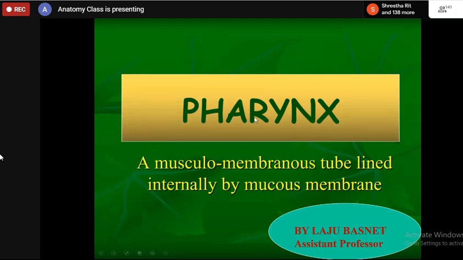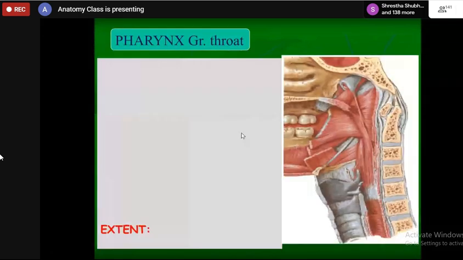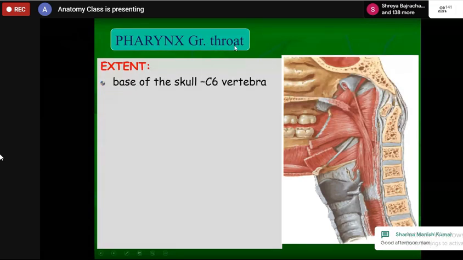So the pharynx is made of muscle. It is made of membrane. That's why we call it a musculo-membranous tube. And this is the tube, lined internally by the mucous membrane. So this is about the pharynx. The word pharynx is derived from the Greek word that means throat. That's why it is named pharynx.